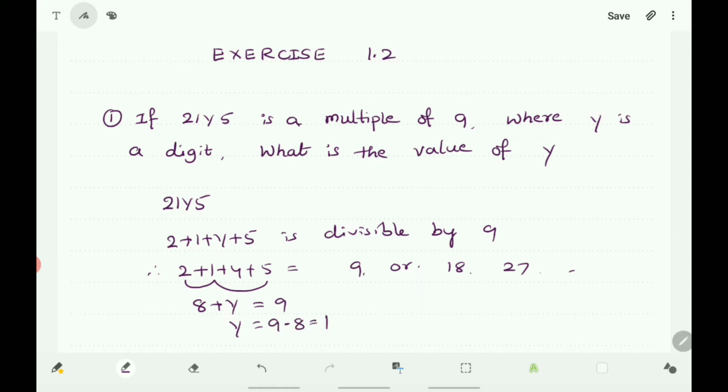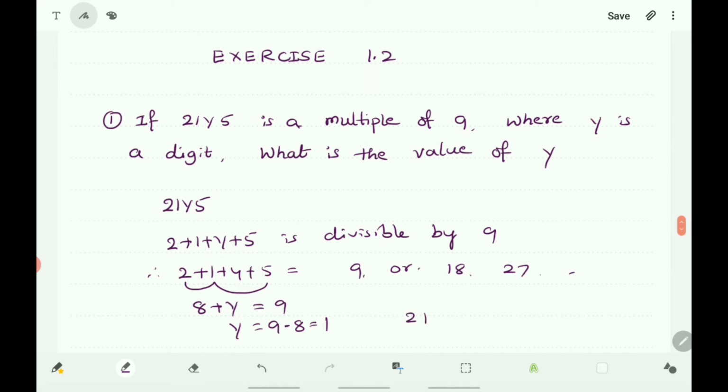So if y is equal to 1, it becomes the number 2115. In the place of y, let us put 1. So here it becomes 2 plus 1 is 3, 3 plus 1 is 4, 4 plus 5 is 9. Now you try to have the sum 18. Here already the sum of 2 plus 1 plus 5 is 8, means here y must be equal to 10. It is not possible because here y is a digit. Therefore you can consider y is equal to 1.